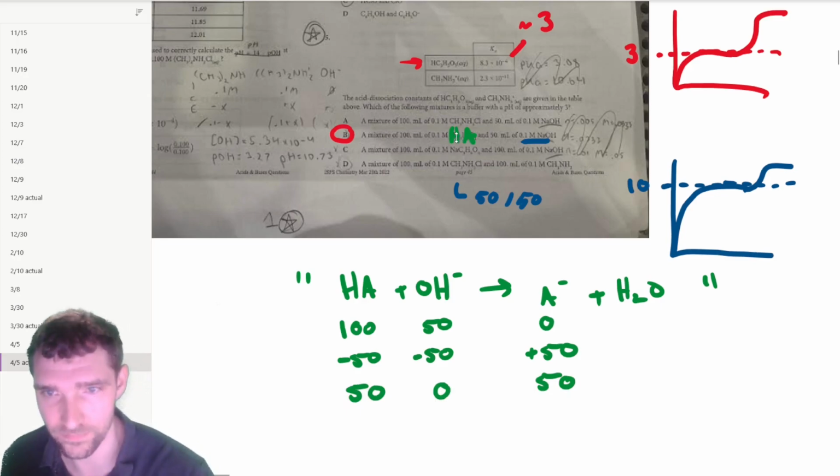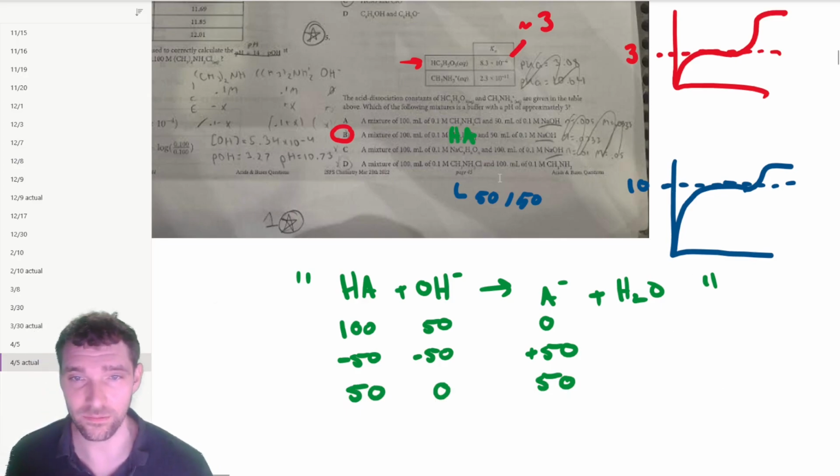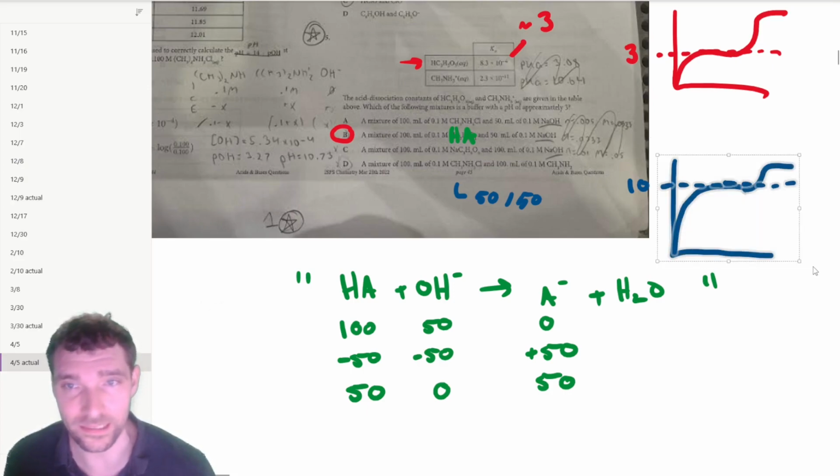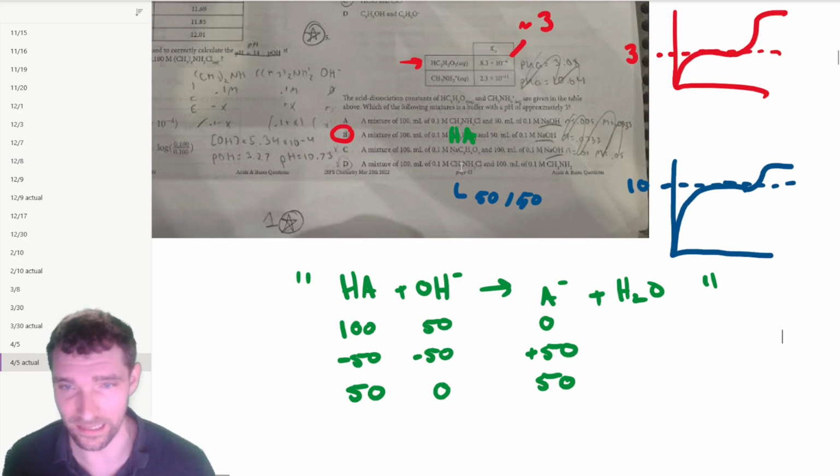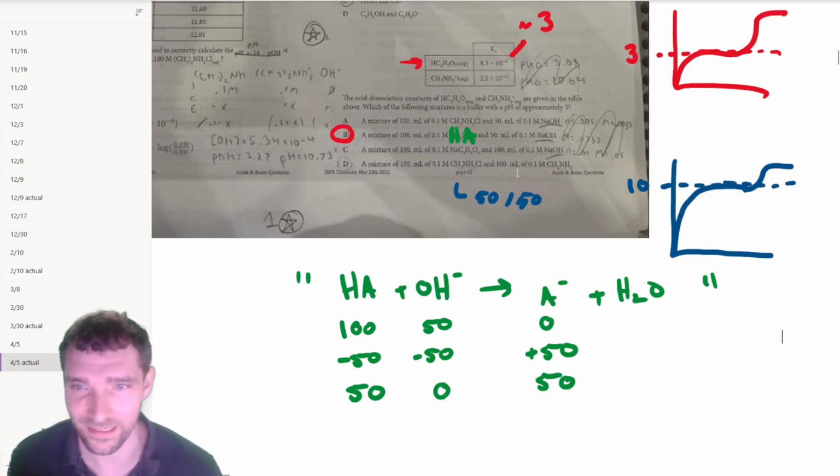But the reason D does not work is that it would buffer at the wrong pH, at about 10.64, I think is what we'd said it would be. D has a nice balance between the two things, I guess you could say the BH plus and the B. It's a nice 50-50 split between those two.